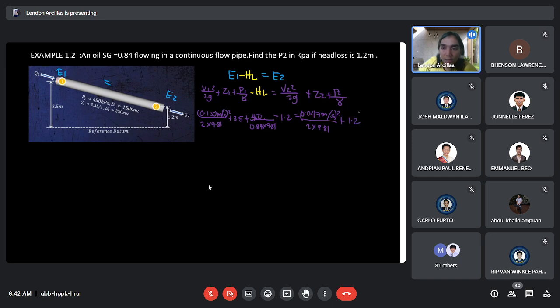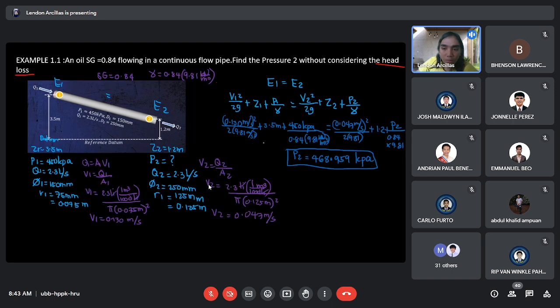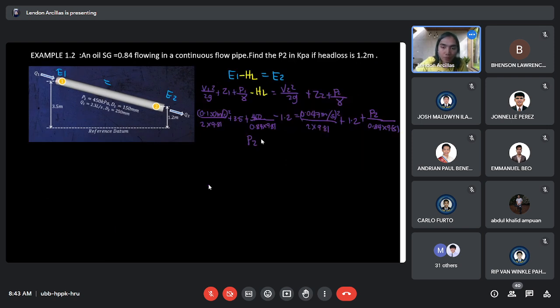And then, our P2 is what we are still looking for, and the specific weight of the oil is 0.84 times 9.81. We get P2 equal to 459.071 kilopascal. Again, this is a gauge pressure.